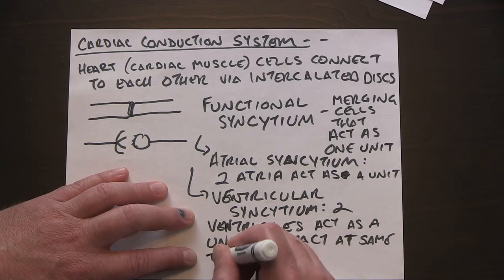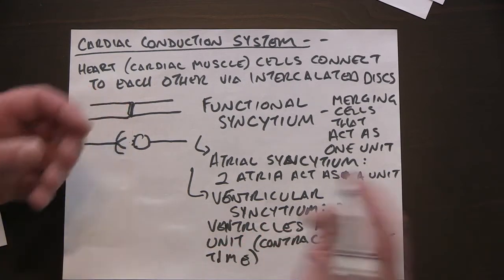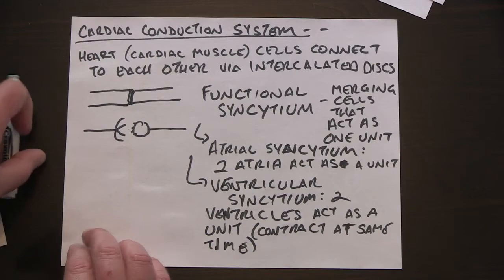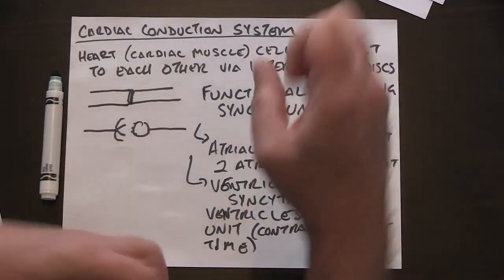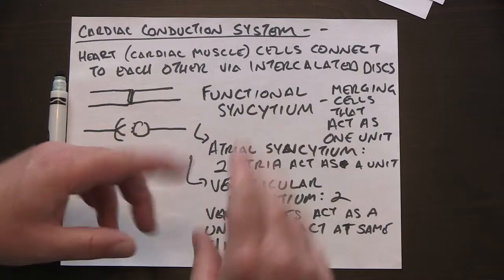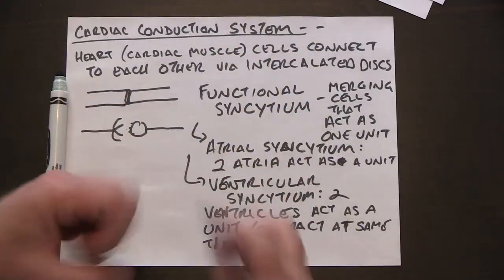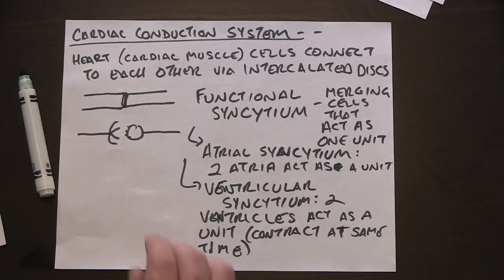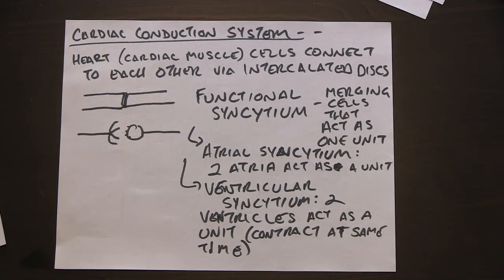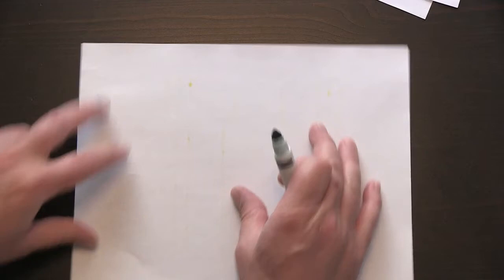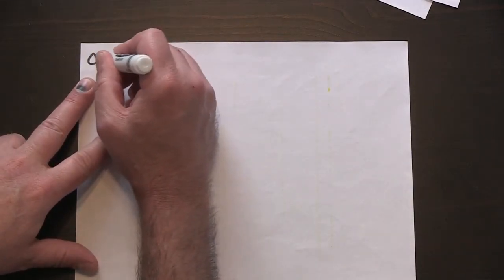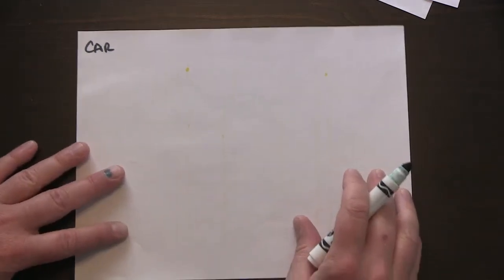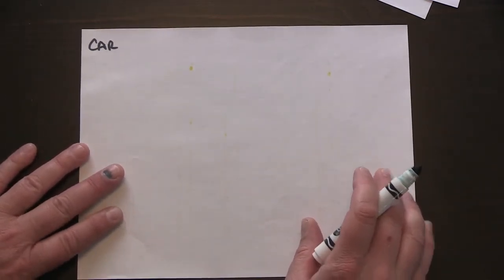Think about if they did not, then you might have atria, ventricle, atria, and it would be a mess, right? But you want it to go atria, ventricles, lub, dub. You need the heart to act as a unit, otherwise it's just going to be a mess. Okay, so that was kind of a step forward. We're going to go back now to the cardiac conduction system, which is basically the signal that tells the heart when to contract.